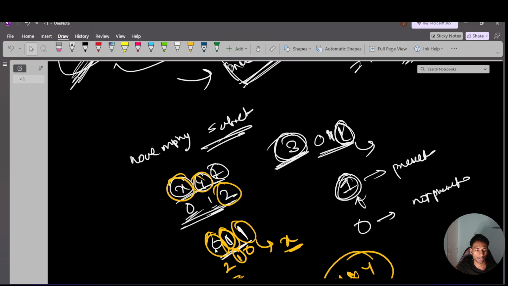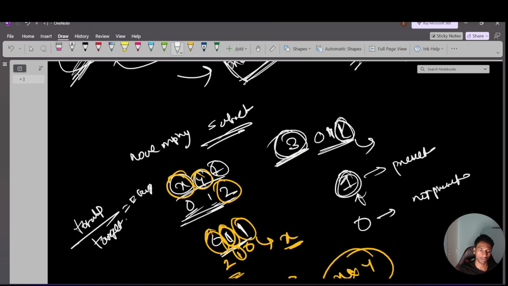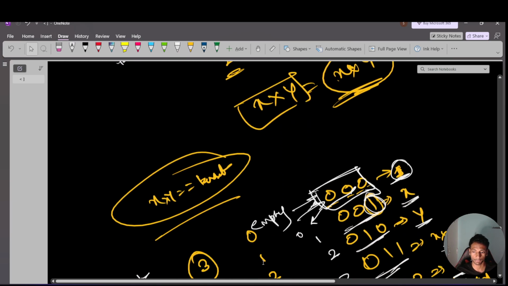So if one subset is already target, then the other will always be the total product divided by target. So that should be equal to target. I've already ensured that. How did I ensure it? If I multiply by target on both sides, I get total product equal to target into target. Got it? Math, just simple math.